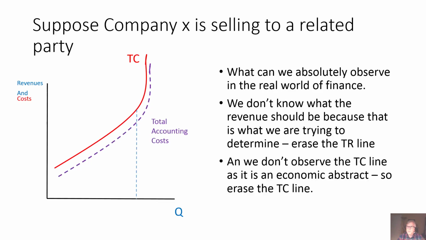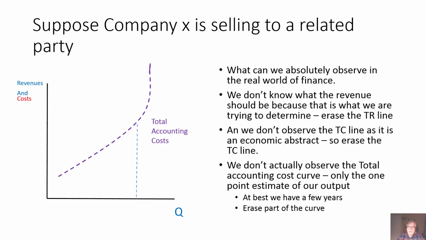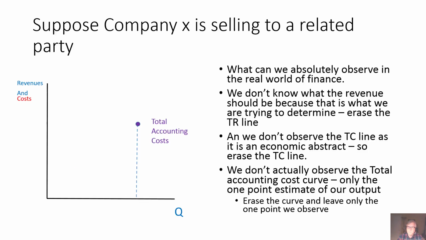And in the real world, we don't observe the total cost line. That's an economic abstract, quite frankly. So let's get rid of that total cost line. And now we're down to the total accounting costs. Well, we don't actually observe the curve, do we, in the real world of total accounting costs? What we really do is observe what it is at a point in time. We might have a few years of data, but we really just have one point. So we're going to erase the curve and just have that one point in time where we can say for our company X, we do know our costs, because our costs are things we bought from people who are unrelated to us. So those are marketplace costs.